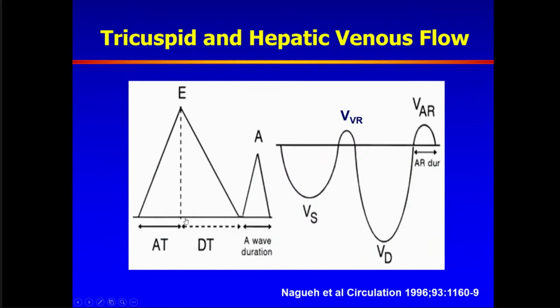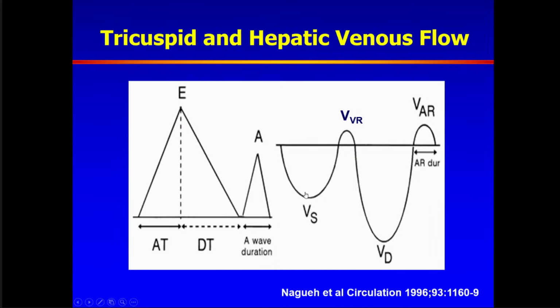We can measure the acceleration time, onset to peak, deceleration time of the E velocity, E to A ratio, A wave duration, and you apply the same concepts. A high E to A ratio, short decel time, short acceleration time, all go with a high RA pressure in patients with cardiac disease. In normal subjects, all of these time intervals will be short and the ratio will be high, and that's the challenge of relying on tricuspid inflow by itself.